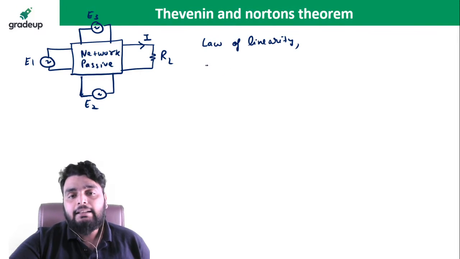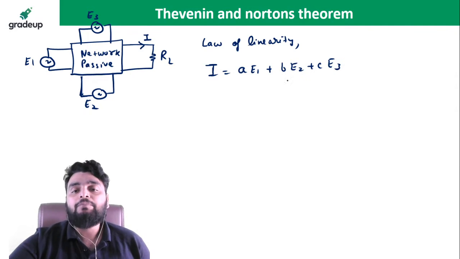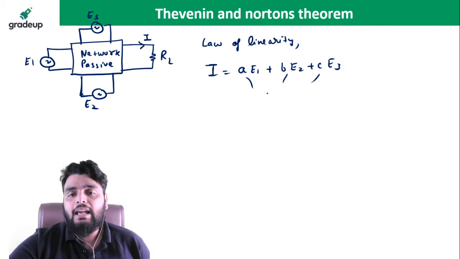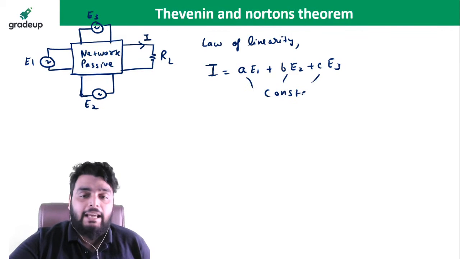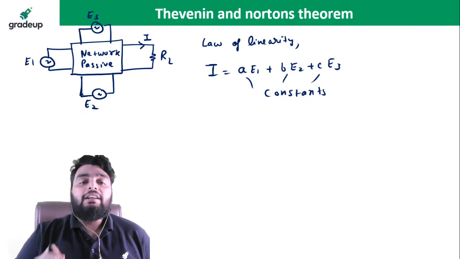this current I is equal to A times E1 plus B times E2 plus C times E3, where A, B, C are constants. This is known as the law of linearity.